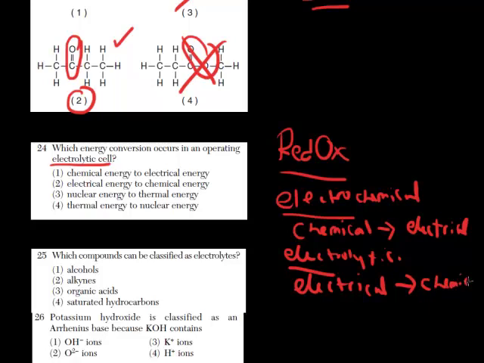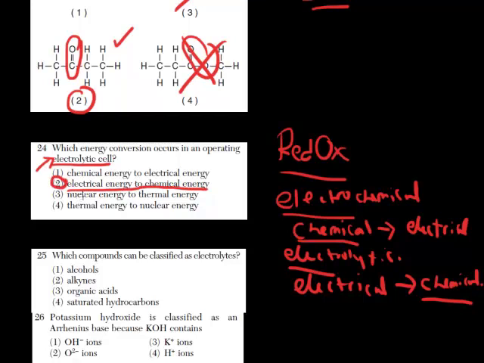So we're taking electrical energy and we're forcing a chemical reaction to occur. And in the electrochemical cell, we're taking a chemical reaction and we're getting it to generate electrical current. So the electrolytic cell, that's the one being discussed in number 24, what's happening? Electrical energy is being changed to chemical energy. There's your answer by definition.